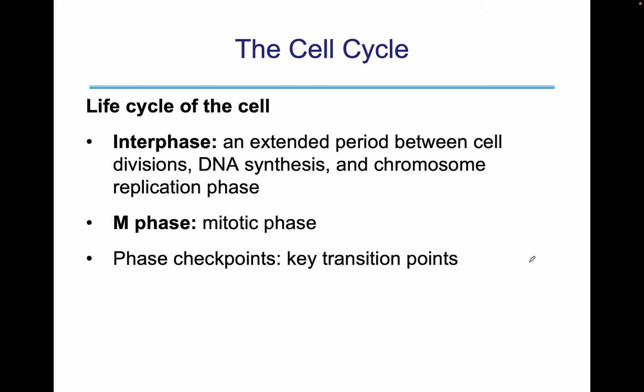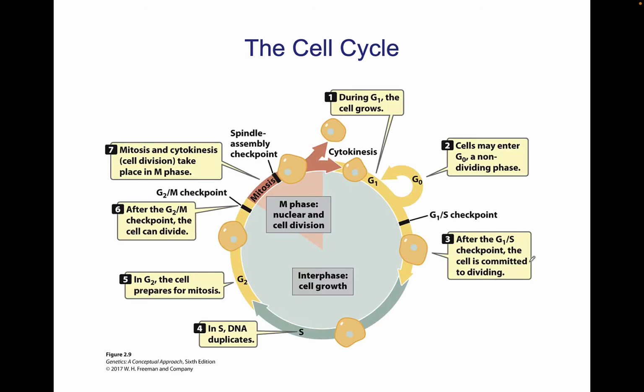Cytokinesis is the portion where the cytoplasm is divided. So mitosis is where you have the genetic information, or nuclear division, and cytokinesis is where the cytoplasm is divided. So let's look into the cell cycle.